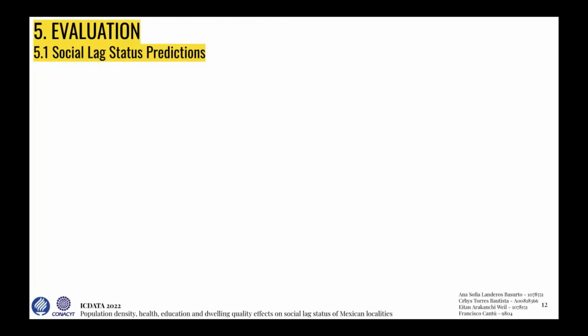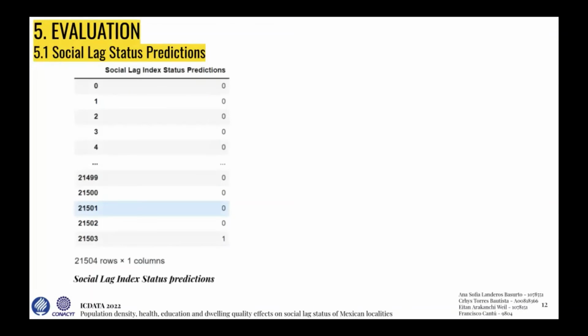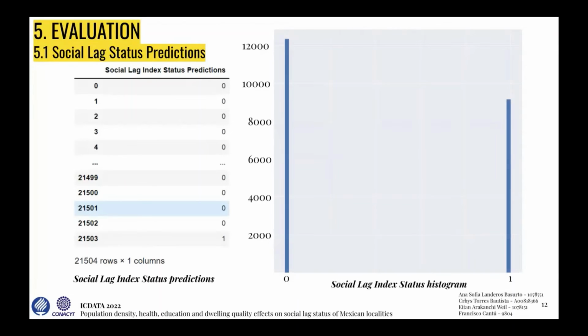The evaluation part consisted of using a prediction dataset of 21,500 observations to make the predictions on the social lag status of the localities. So by seeing the histogram, it can be seen that 12,000 negative social lag status were predicted against 9,500 positive social lag status, which in some way behaves according to the proportion of localities with positive and negative social lag.